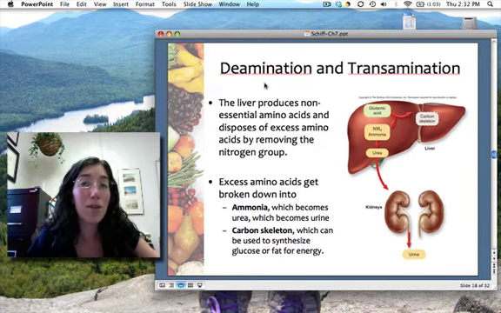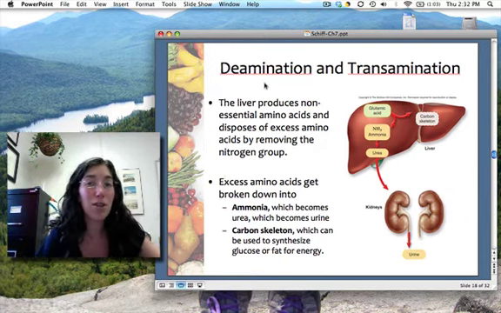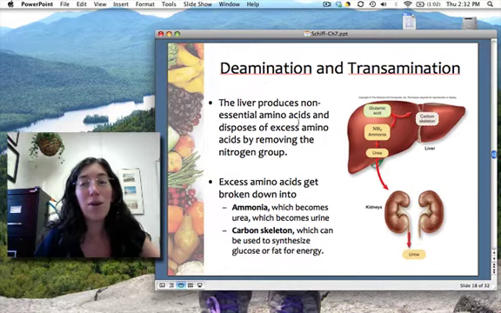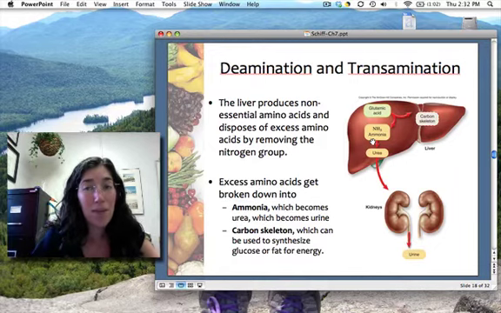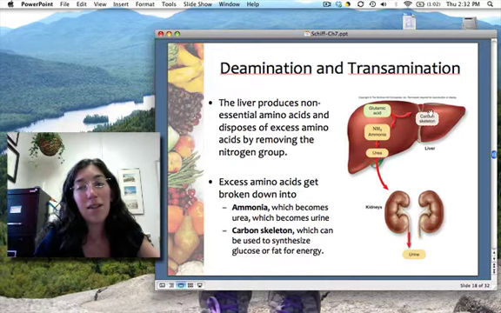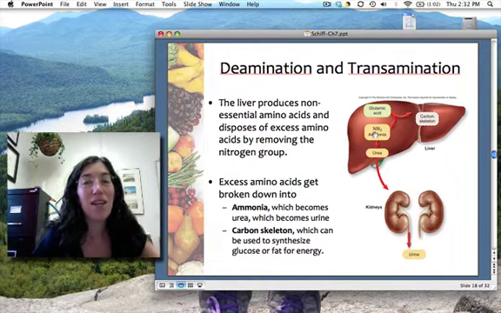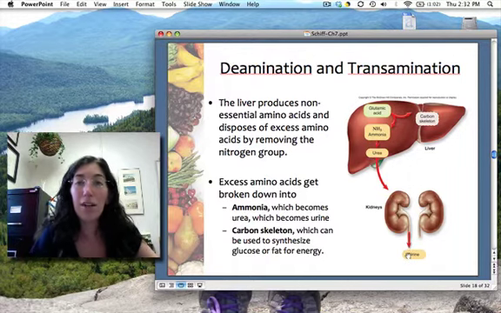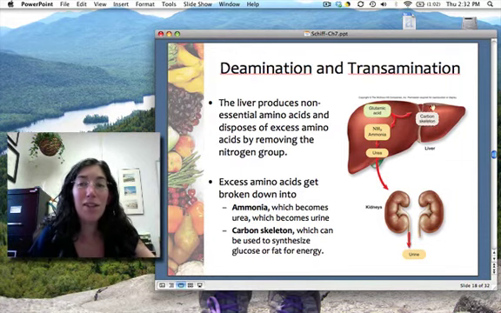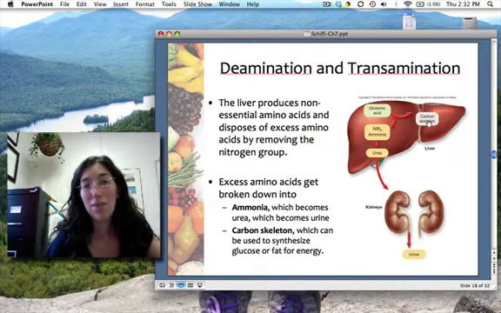And the amino group is the nitrogen group. So removing the nitrogen group from the amino acid. What you end up having is the free amino group becomes ammonia, and what's left of the amino acid is referred to as the carbon skeleton. Now the ammonia is waste. That's nitrogenous waste. We convert it to urea, which then in the kidneys gets converted to urine, and we pee that out, of course. The carbon skeleton that's left over from the amino acid, that is what we can use to synthesize glucose or triglycerides for energy storage.